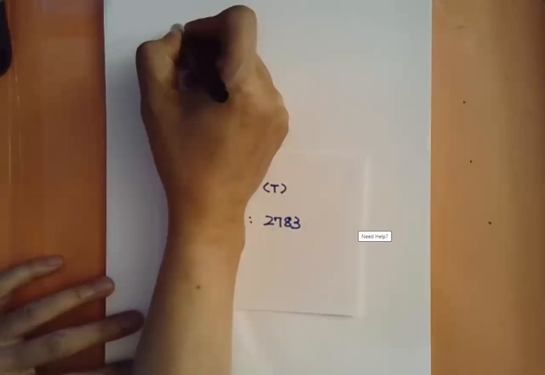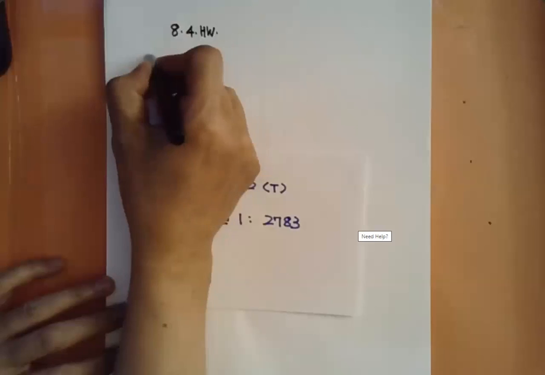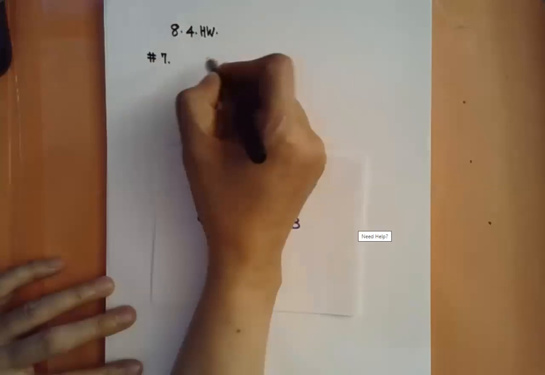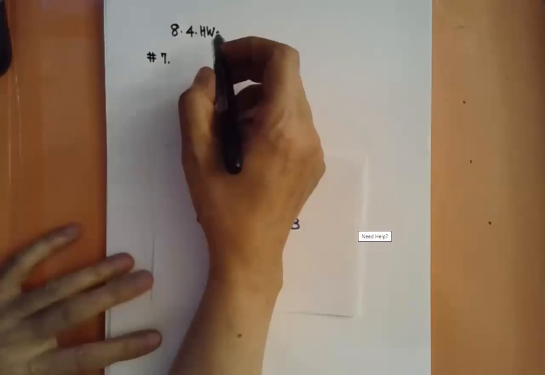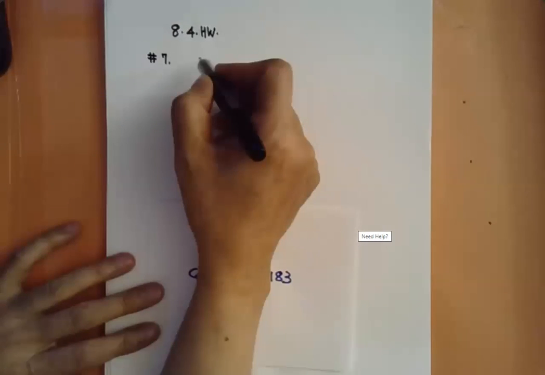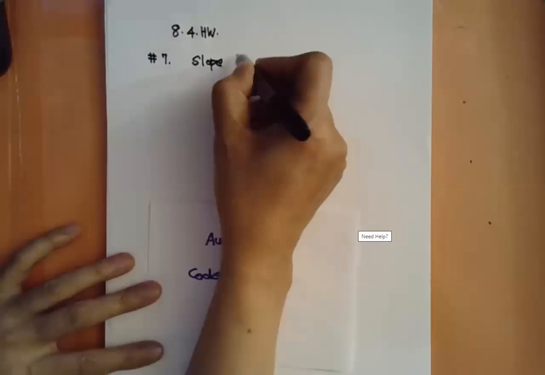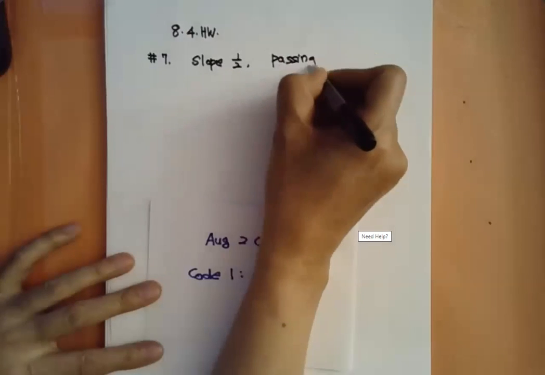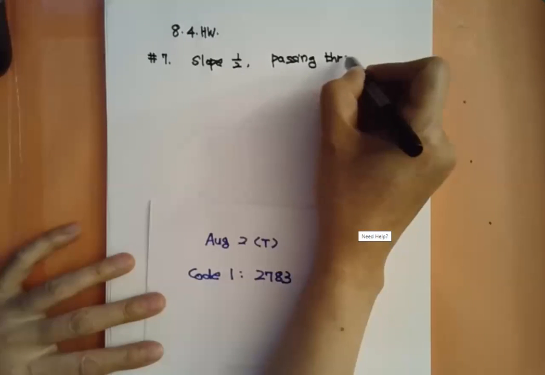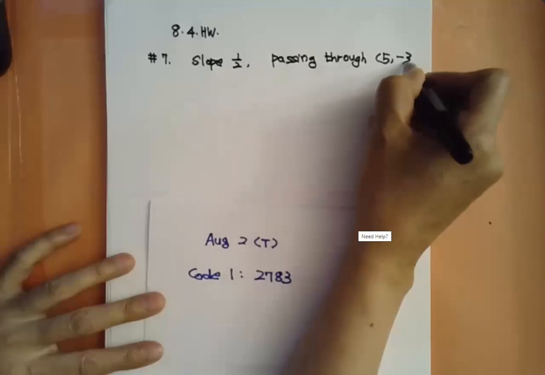Let me start with 8.4 homework. The question is number 7. We have to find the parametric equations for the curve with the given properties. The line with slope 1/2 and passing through 5 and -3.